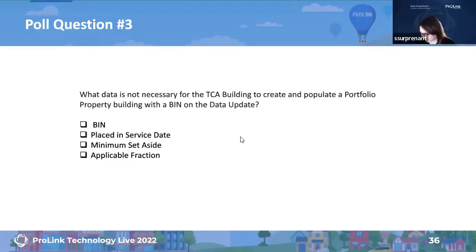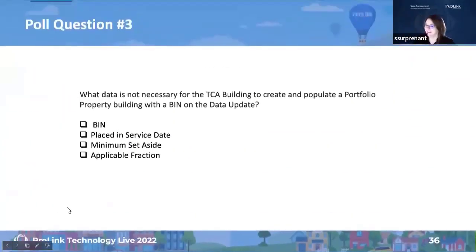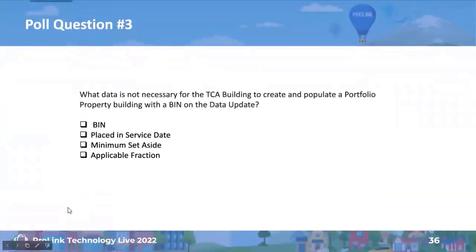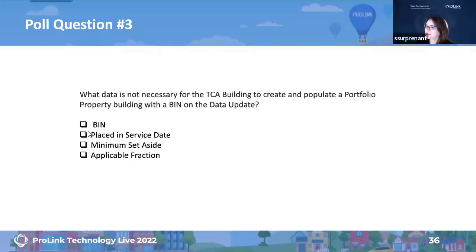Ryan, I know you weren't able to update the PowerPoint, so I will read you the result. 0 responses for A, 3 responses for B, 3 responses for C, 3 responses for D. The answer is the placed in service date is not required to update the property with the BIN. As long as you have the BIN number, the minimum set aside, and the applicable fraction on your TCA building, it's going to be able to create the BIN on the property.